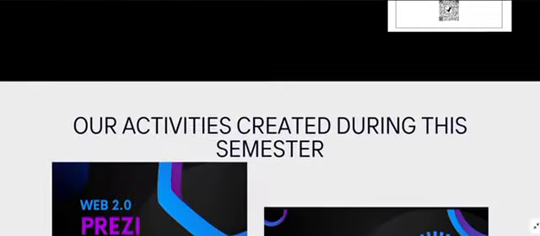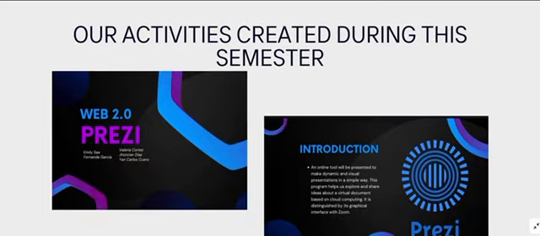Now, our activities created during this semester. First, we talked about the Web 2.0 activity that explained the use of the application called Prezi, giving a brief introduction to what the application is, some advantages and disadvantages for the use of teachers and students, and what its use is.